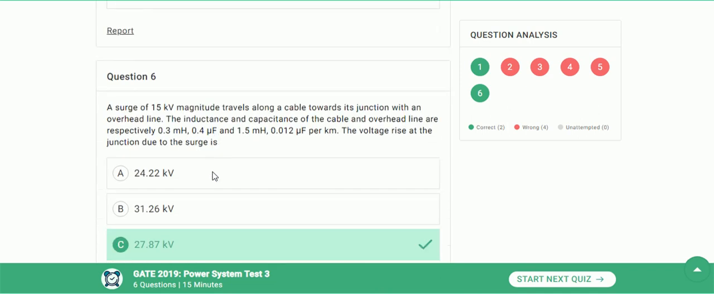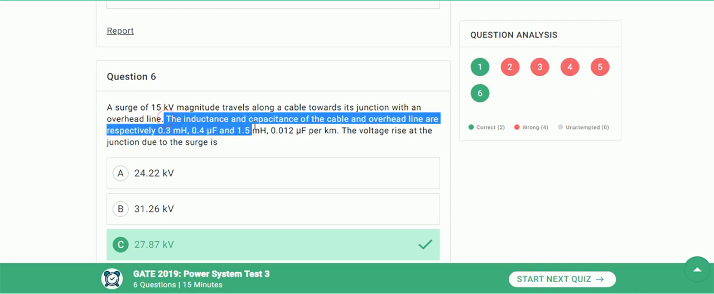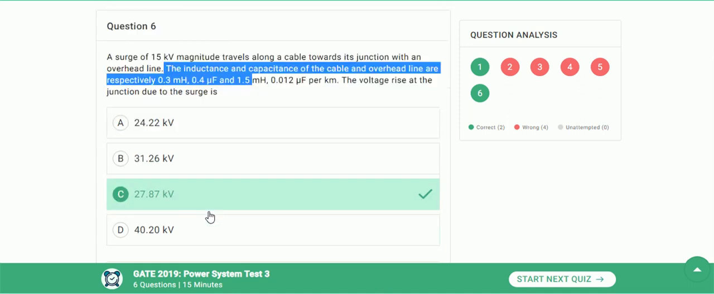Next we'll go for the sixth question. A surge of 15 kV magnitude travels along the cable towards the junction with an overhead line. The inductance and capacitance of the cable and overhead line are respectively 0.3 millihenries and 0.4 microfarads, and 1.5 millihenries and 0.02 microfarads per kilometer. The voltage rise at the junction due to the surge is 27.8 kilovolts.